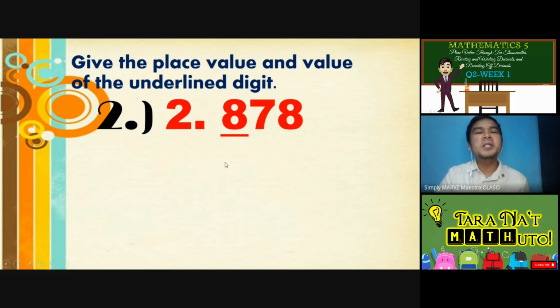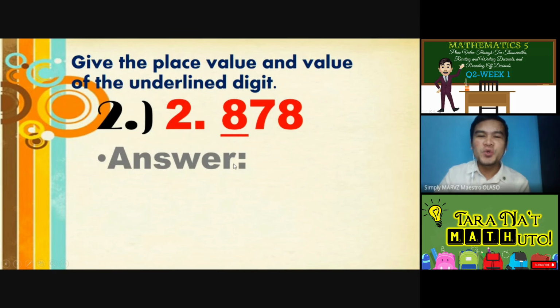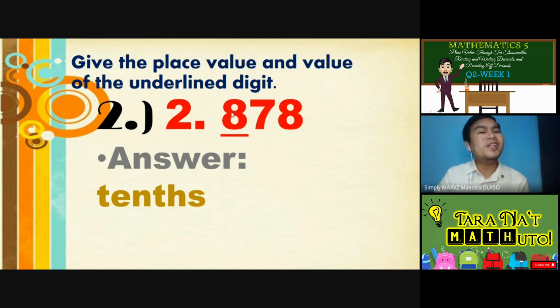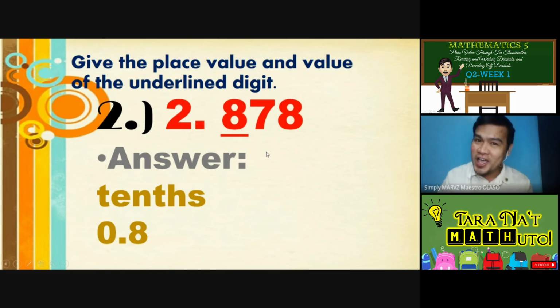Now, what is the place value of the underlined digit? Yes, you got it. It's tenths. Again, be careful with the spelling. Now, since 8 is in the tenths place, what is now the value of 8? You got it. It's 8 tenths. Did you understand? And let's have now the final example.